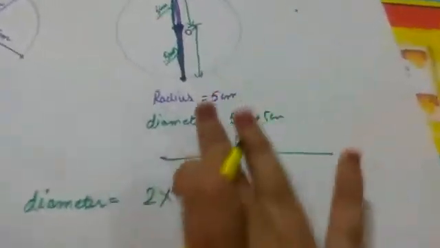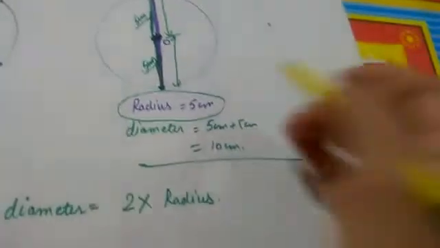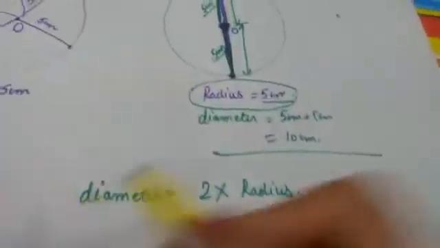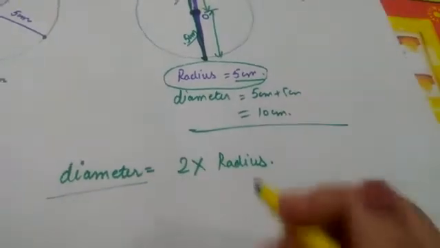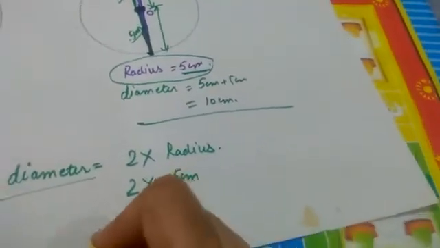Now see, in this case it is given that I have opened the compass equal to 5 centimeters. That's why the radius is also 5 centimeters. Now let us suppose I want to calculate the diameter. That means 2 multiplied by radius. Radius is 5 centimeters. So multiply it, and you will get the answer.